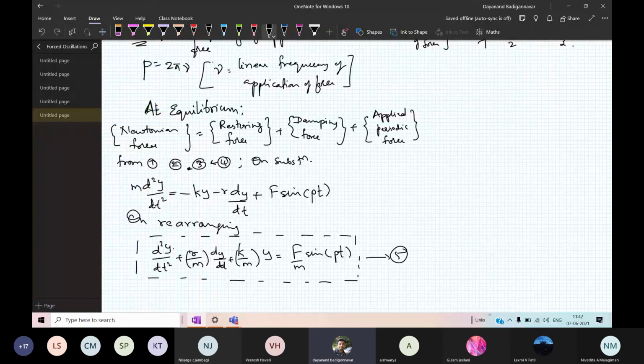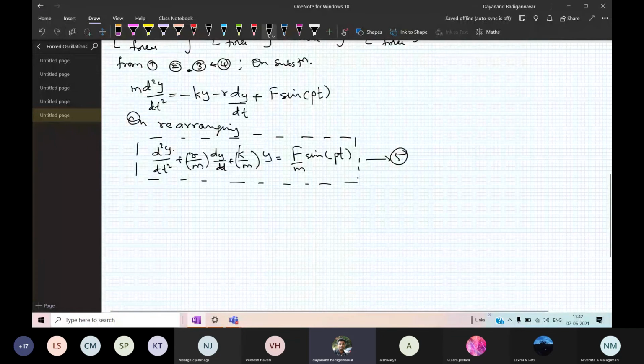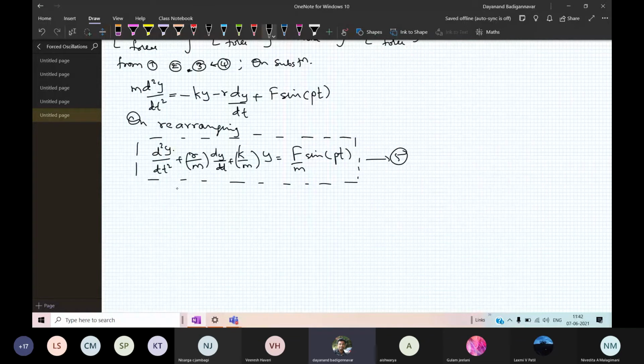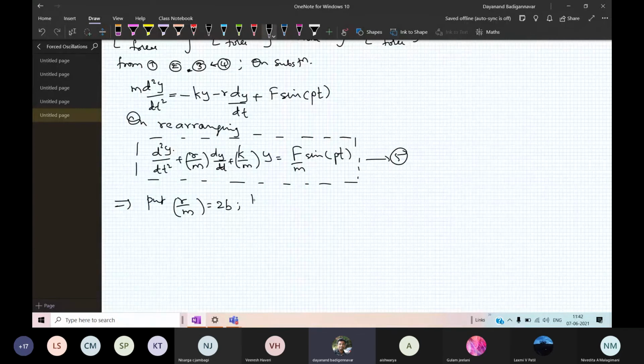Look at it. There is a lot of similarity with what we have done. Here again you have to do the substitution. This is the equation for SHM, but it is not as simple as we want. We can still simplify it. Now put r by m equal to 2b, then k by m. What is b? Already we have done it. b is the damping coefficient.